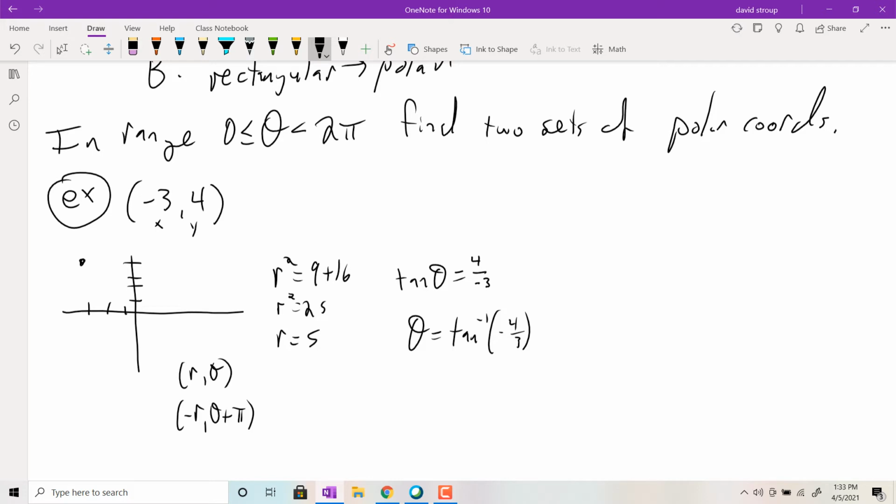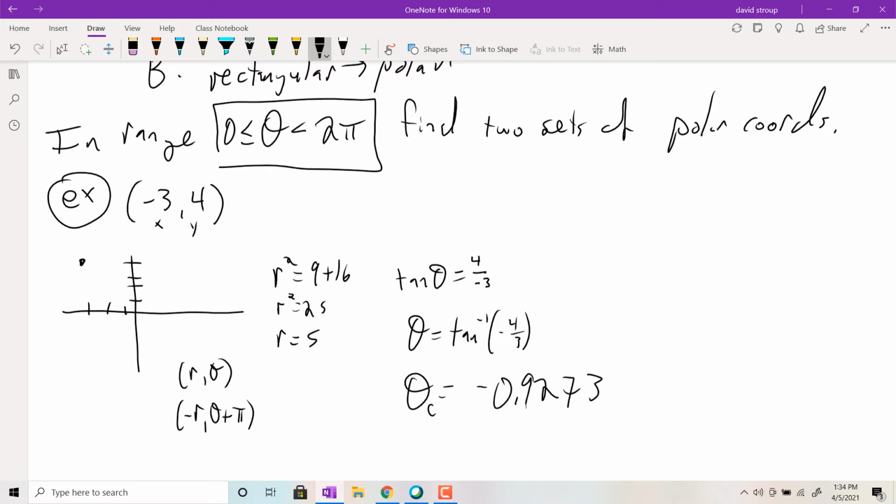So let me get that from my calculator. Make sure you're in radian mode. I'm going to make sure I'm in the right mode. And I'm not. You need to be in radians. Okay, so tan inverse of negative 4 over 3 gives me negative 0.927, I'll say 3 to 4 decimals. So the problem with this calculator answer is it's not in our appropriate range.